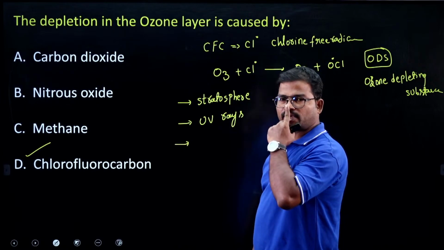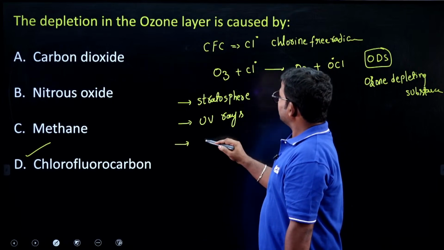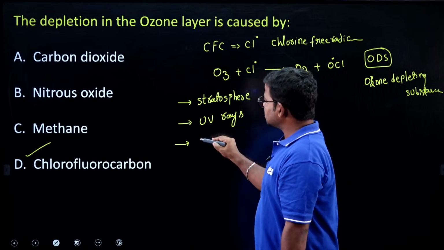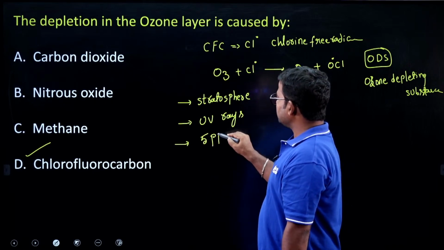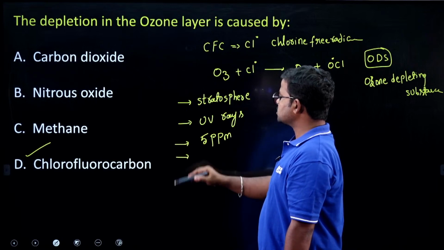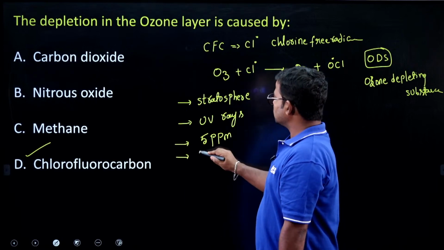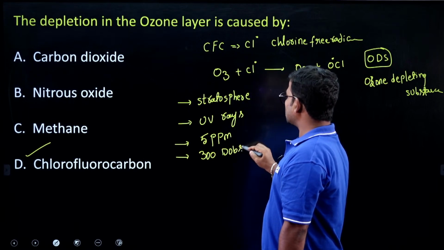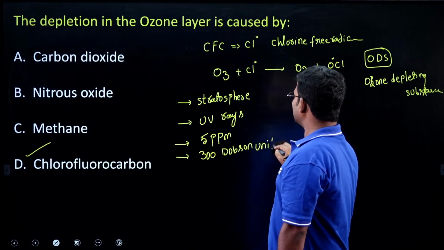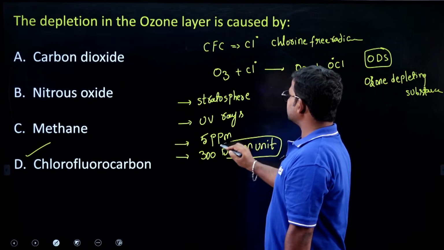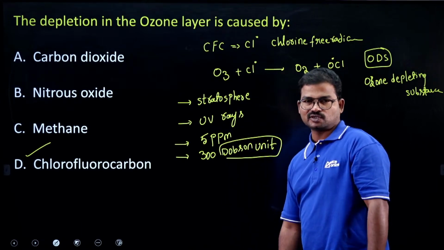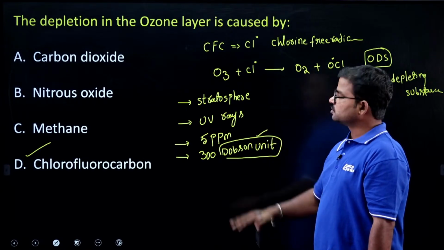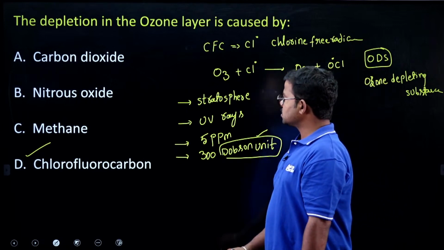One more interesting point: the thickness of ozone is sometimes given as 5 ppm in the options, but you have to consider 300 Dobson units. Internationally, this is considered the SI unit of the thickness of the ozone layer. Mostly this terminology is used to indicate the thickness of the ozone layer. This is also an interesting concept.